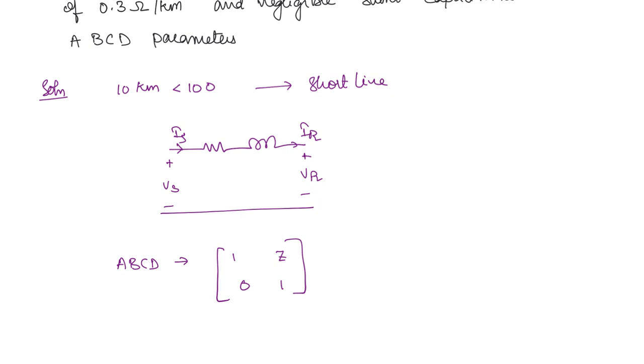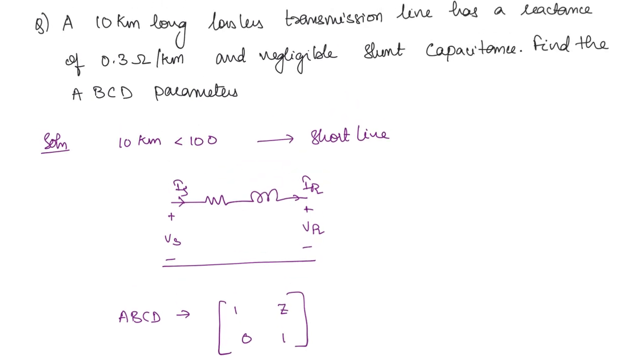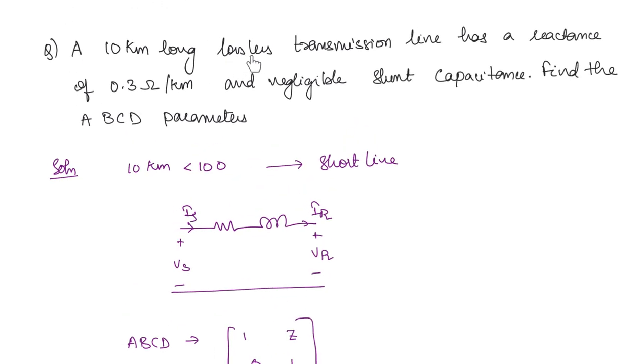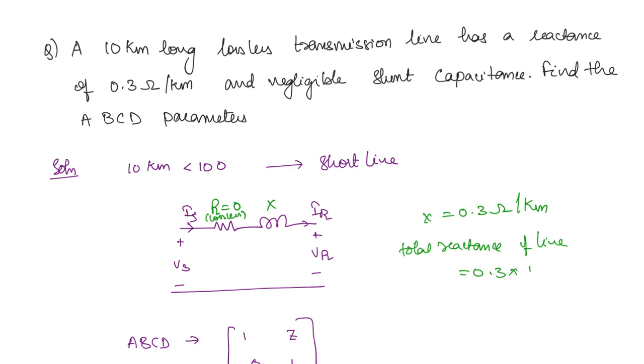Okay. Now what else is given in the question? It is given that it is a lossless transmission line, right? It is lossless, meaning there is no resistance. The resistance is 0 because it is lossless. And here you have reactance, this is given as 0.3 ohm per kilometer, right? Then what will be the total reactance of the line? This is going to be 0.3 into the line length, which is 10. So this is 3 ohms. Okay, so because reactance has only an imaginary part, we have j3.